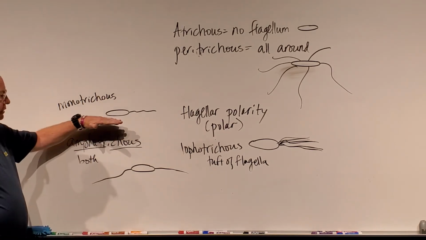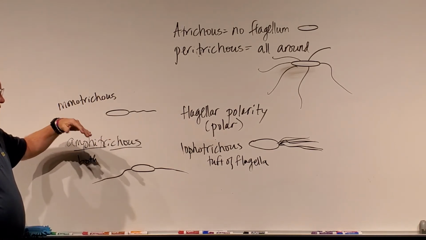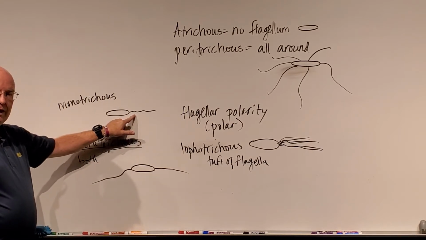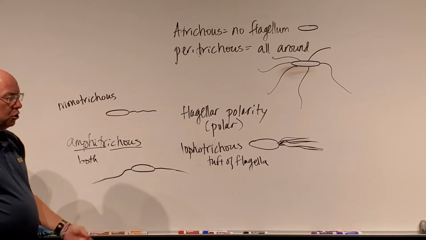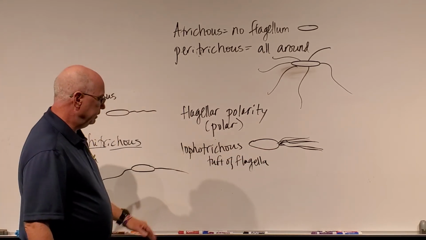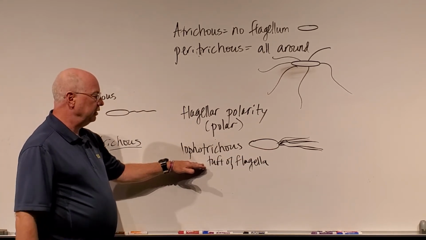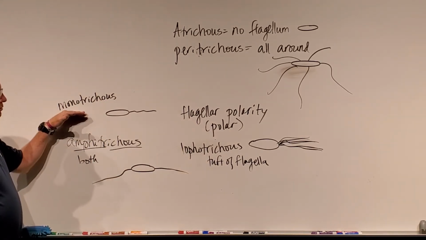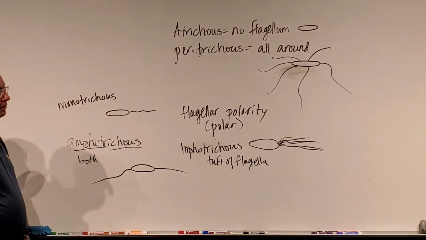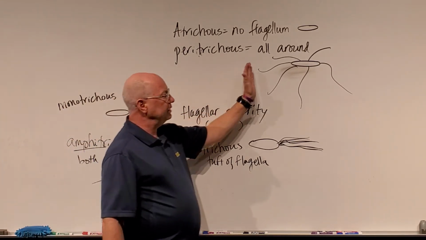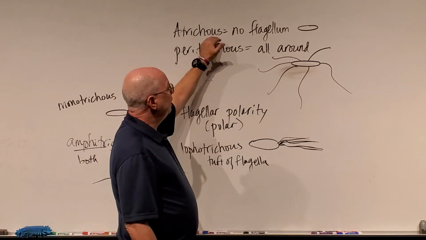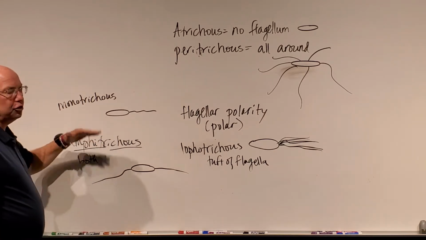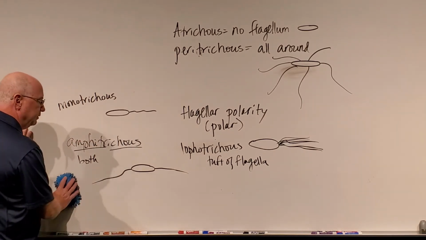So some bacteria are polar. They exhibit flagellar polarity, meaning there's a flagellum at one end, at both ends, or a group of flagella at one end. If it's a group of flagella, a tuft of them, we call them lophotrichous. If it's at both ends, it's amphitrichous. And if they're monotrichous, they have a single flagellum. If they're peritrichous, they have flagella all the way around them. And if they're atrichous, they have no flagellum. Okay? So we'll use this terminology sometime when describing specific bacteria.